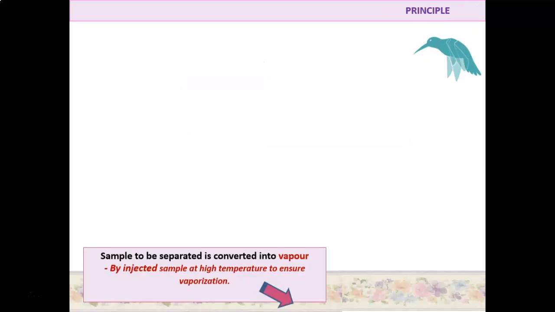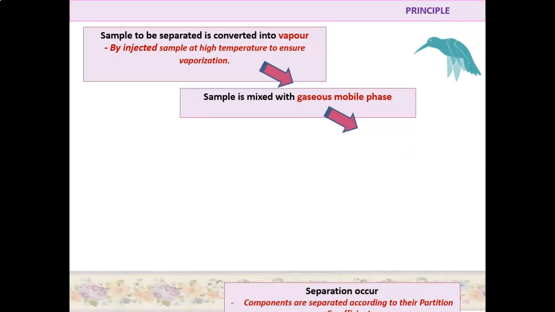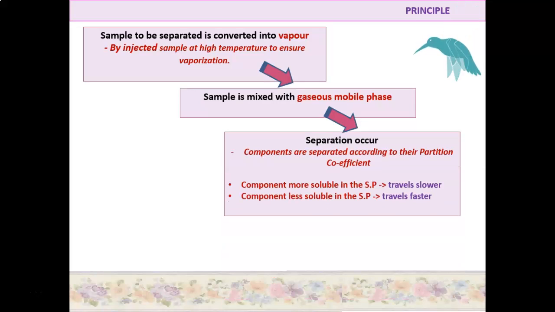Now we look at the other slide. This is the principle in GC. Look at the first step. The sample to be separated is converted into vapor by injecting the sample at high temperature to ensure vaporization. To be amenable to analysis by GC, the compound must have a relatively high vapor pressure. Many compounds can be analyzed in their native form, while many others need to be chemically derivatized to make them sufficiently volatile, less polar, or more thermally stable.